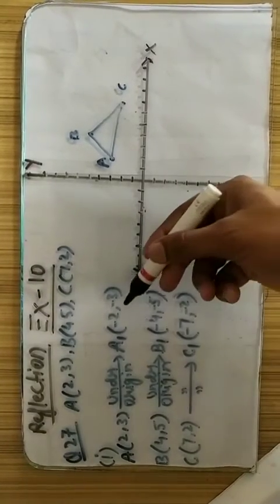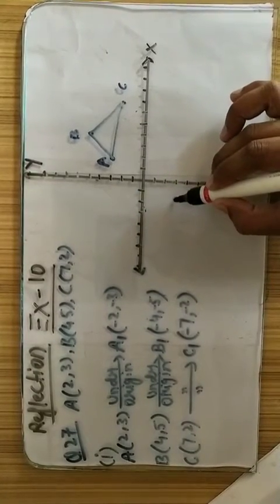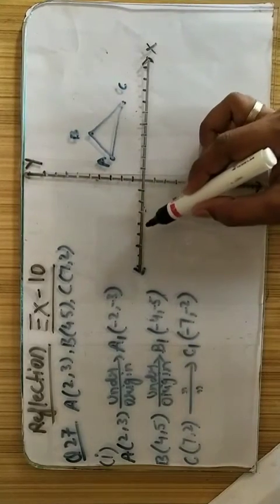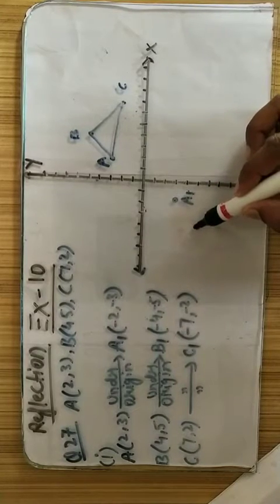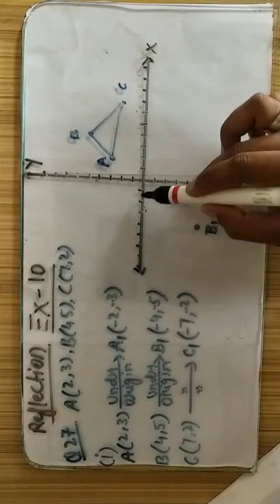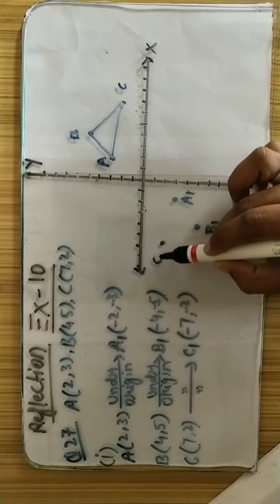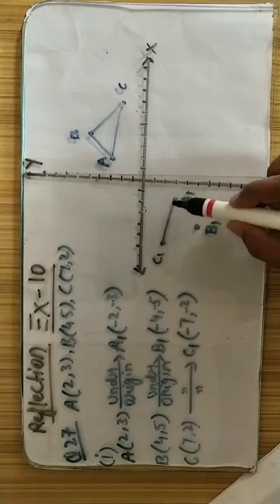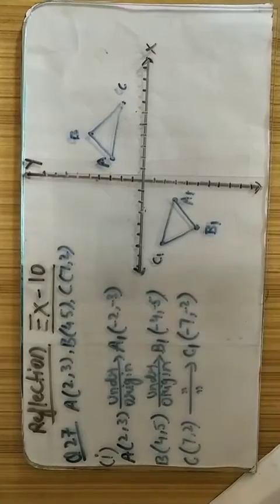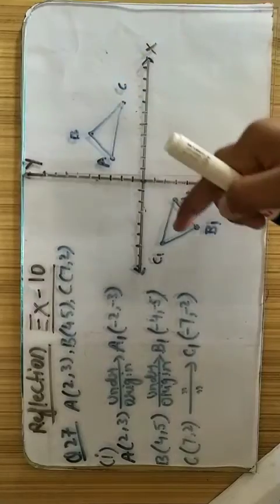And now we are plotting, right? So (-2, -3): this X is -2, it will be A1. Now second is (-4, -5): this is 4, and when we take 5 it will be B1. And then C1 is (-7, -2). So 1, 2, 3, 4, 5, 6, 7, right? And (-7, -2) is over here. This is C1, right? And when you join, you will get the image of triangle ABC under origin. You can see that under origin, right?